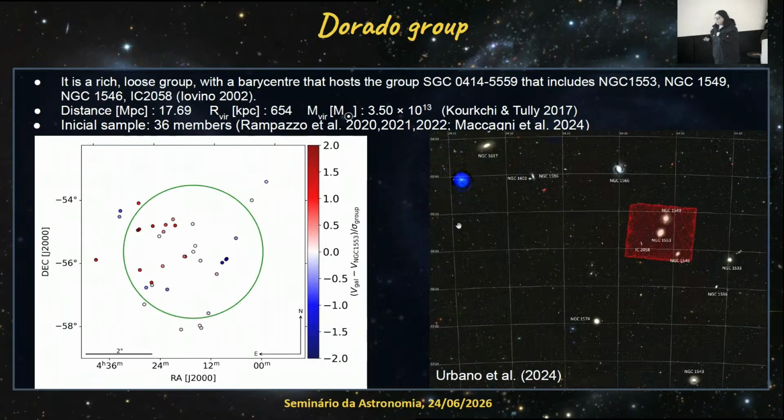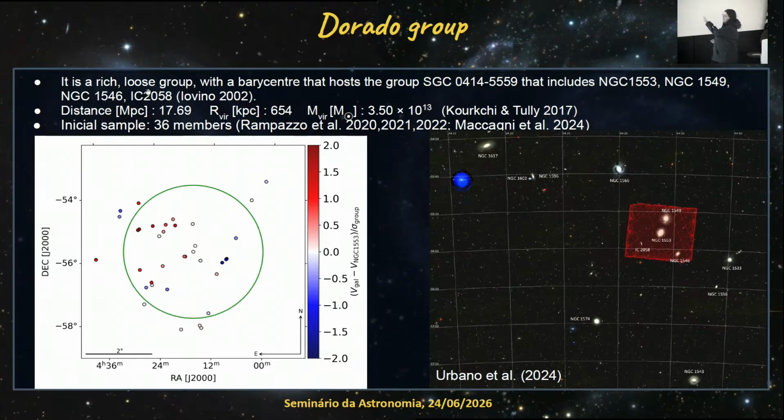And the Dorado group, for people who do not know, is a really loose, rich group. It has a compact group, or some call it a compact group, that comprises NGC 1553, NGC 1549, NGC 1546, and IC 258. It is about 18 megaparsec, but that depends on the reference.